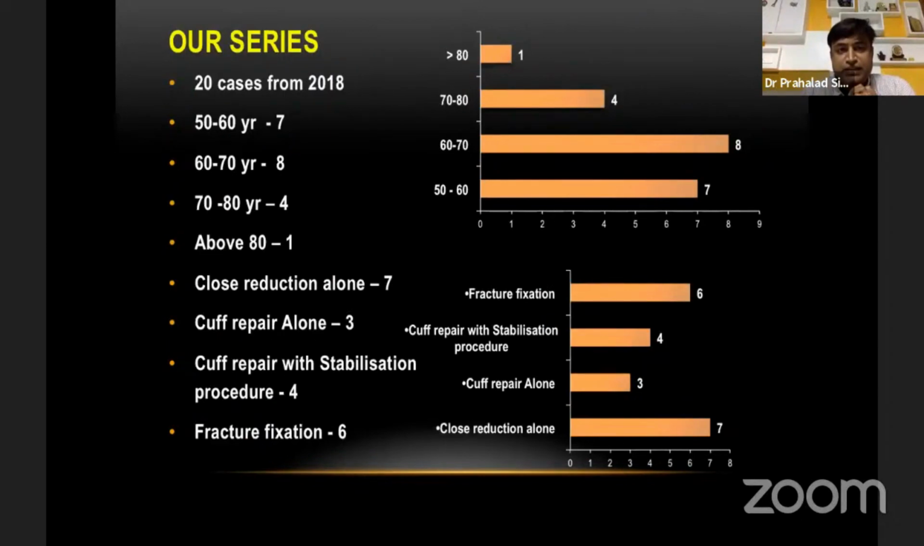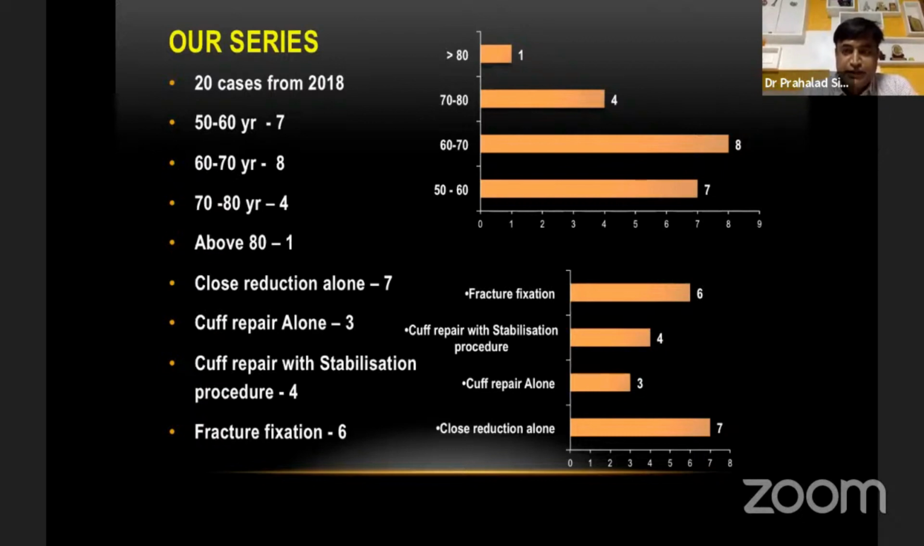So in our series, we had 20 cases of elderly dislocators, in the 50 to 80 years age group. We did closed reduction alone in 7 cases. We did cuff repair in 3 patients and cuff repair with stabilization in 4 patients, and fracture fixation was done in 6 patients.